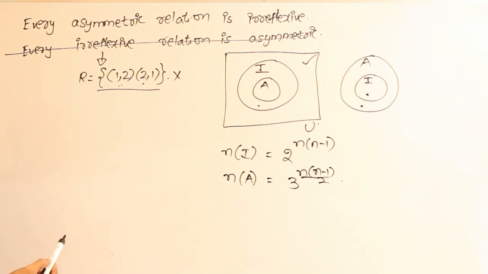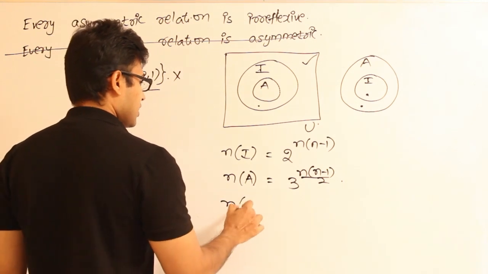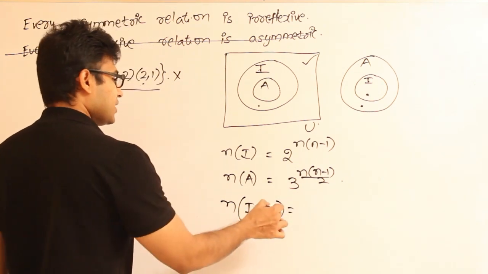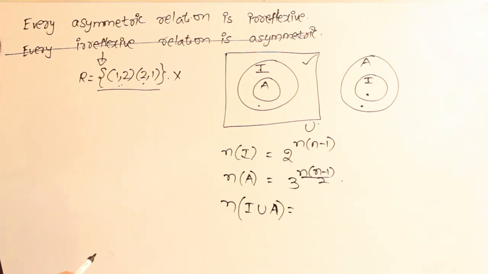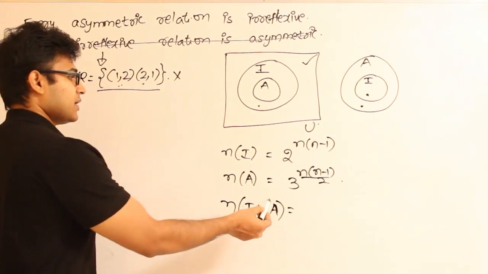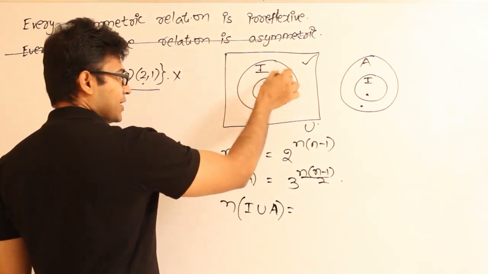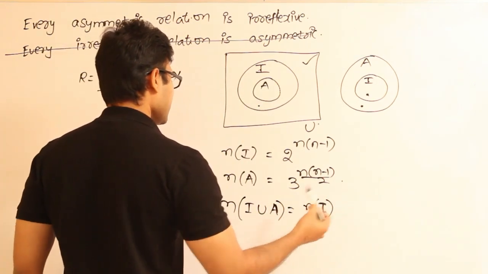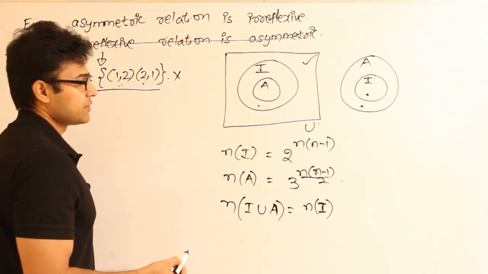So what are all the questions possible? What is the number of relations which are either irreflexive or asymmetric? Now if you observe this from the diagram, you can see this, right? If you don't have this diagram, you don't know how to solve it, and you might end up using n of I union A is equal to n of I plus n of A. But then here, n of I union A is simply n of I, isn't it? Number of irreflexive relations. So the number of relations which are either irreflexive or asymmetric is going to be the number of irreflexive relations itself.